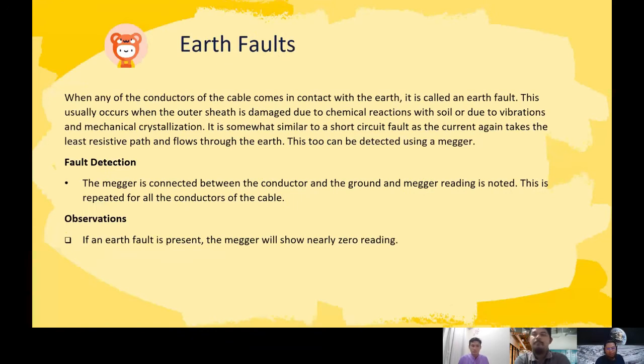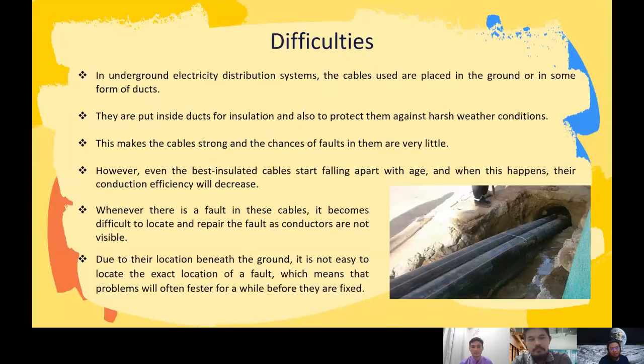When any conductor or cable comes in contact with the earth, it's called an earth fault. This usually occurs when the outer sheath is damaged due to chemical reaction with soil, or due to vibrations and mechanical crystallization. It is somewhat similar to a short circuit fault, as the current again takes the least resistive path and flows through the earth. These can also be detected using a megger, and the result is that if an earth fault is present, the megger will show a nearly zero reading.